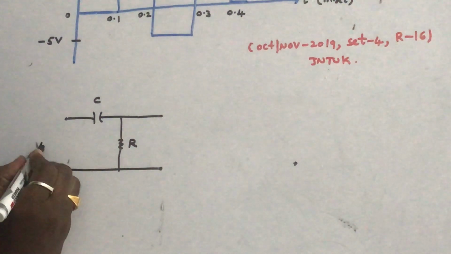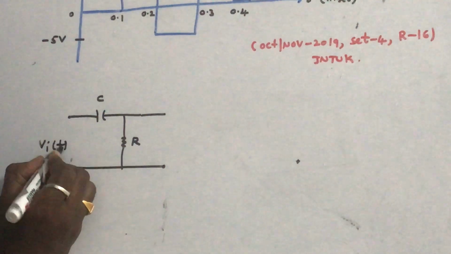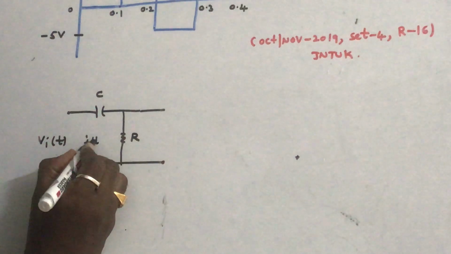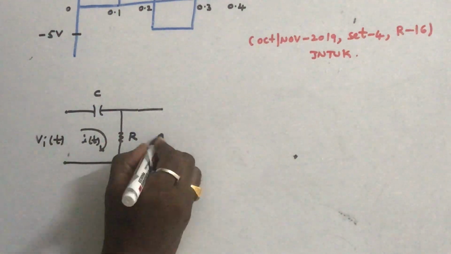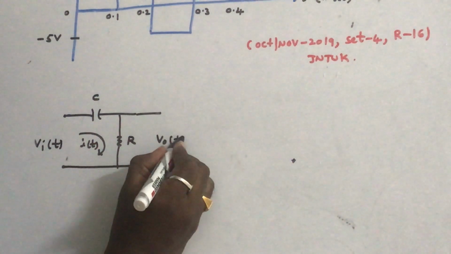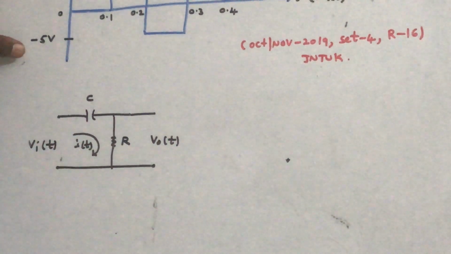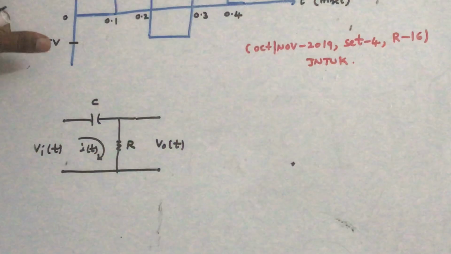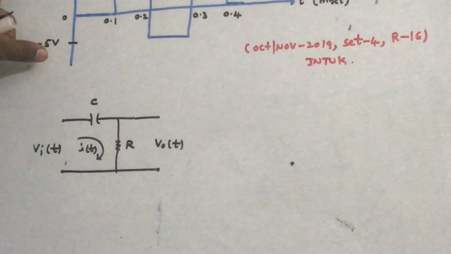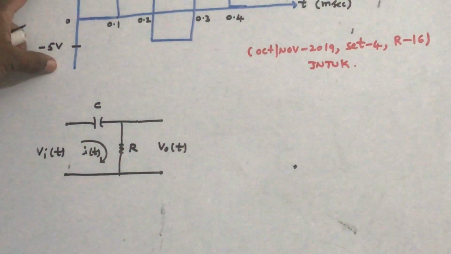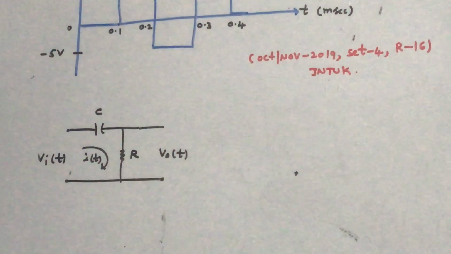This is the input to the circuit, Vi of t. Because of this, the current flowing in this loop is, say, I of t. The output voltage is, say, V0 of t. For this circuit, this waveform is given as input. Therefore, what will be the output wave shape, and what are the voltages in the output? That is our objective now.